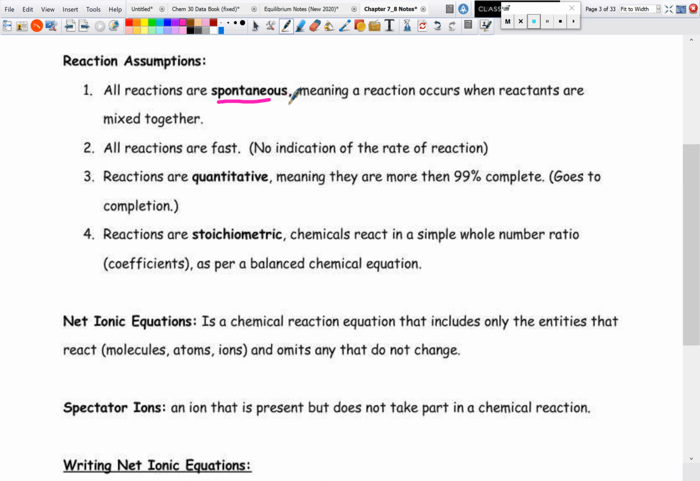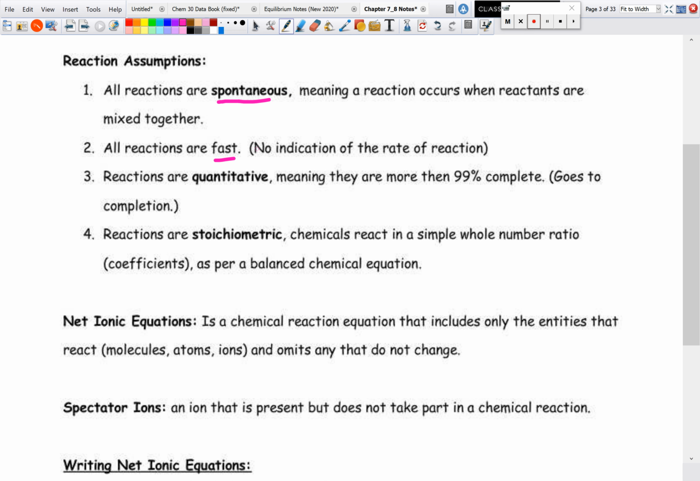And that is, one of them is all reactions are going to be spontaneous, meaning that if we have reactants reacting, they are going to react to produce products. That's it. We're not going to learn anything about, this reaction won't occur. We're always going to have our reactions occurring.